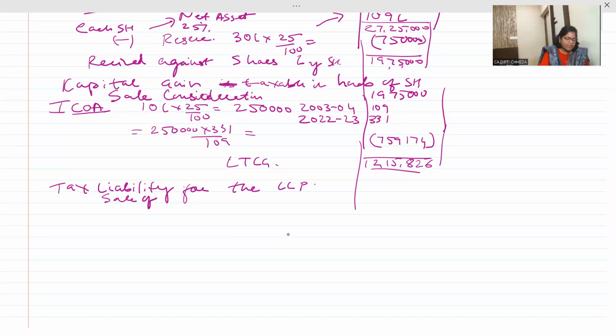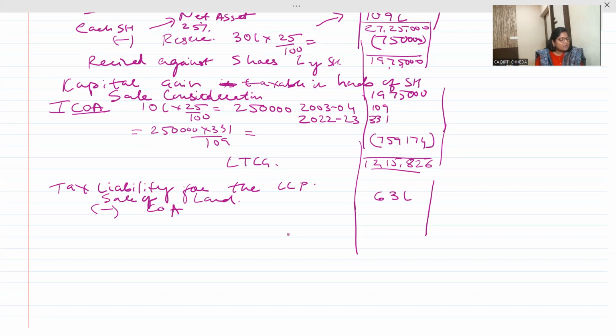Sale of what they have sold. Last line of the problem. Sale of the land: 63 lakhs. Land आई कितने में थी? Cost of acquisition would be the fair market value because we have paid the tax on the fair market value. So land we purchased in 50 lakhs.